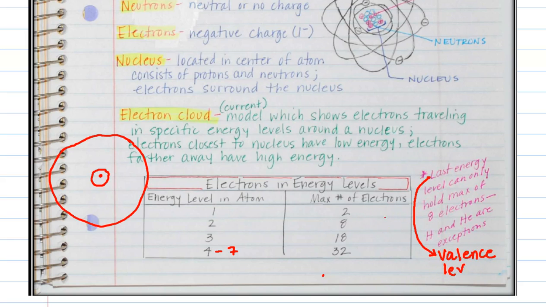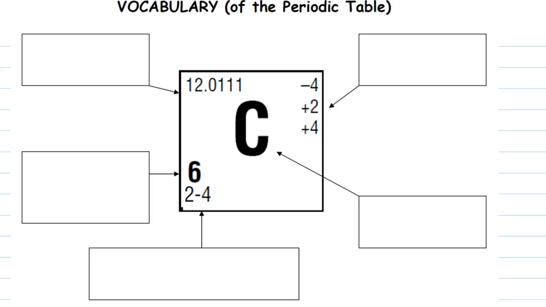And you can never have more than 8 electrons in the valence level. So whatever is the last energy level, if the third energy level is the last one, there's space for 18, but you can't put more than 8 if it's the last energy level. If you look at your periodic table, you're going to see some of these numbers on the periodic table. You should have a chemical symbol written on your for each element.